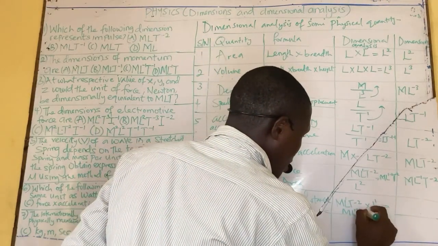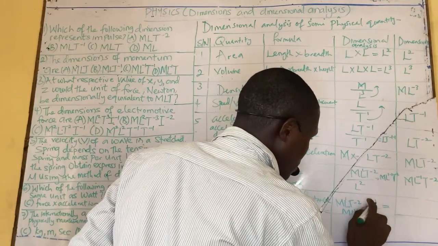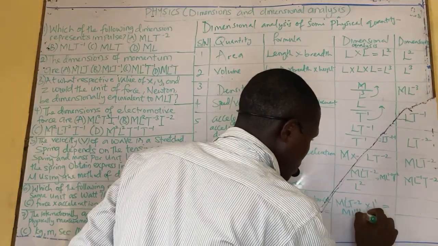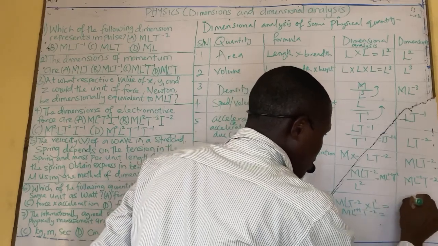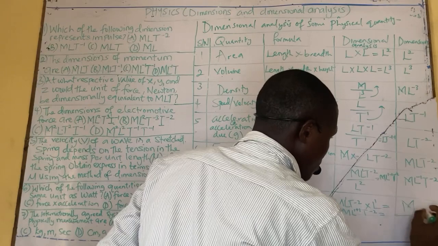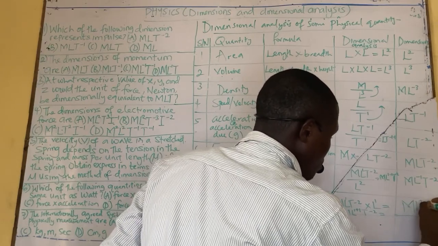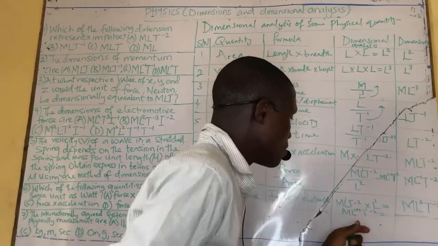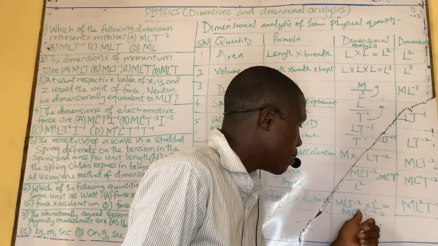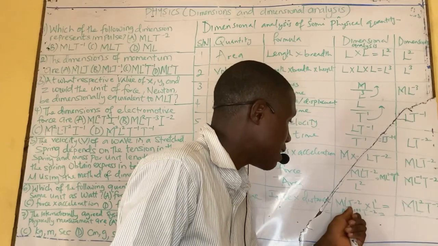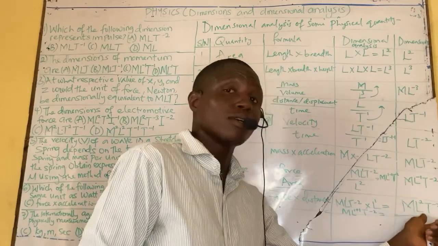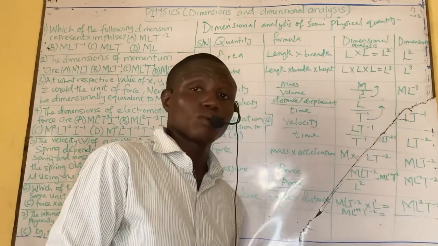That is T raised to power minus 2. Now the final answer here will be L raised to power 2, T raised to power minus 2. Please note that L raised to power 1 plus 1 is L raised to power 2, T raised to power minus 2. If you cannot do that, just say L times L to give you L square, then per T squared. Do we get that?